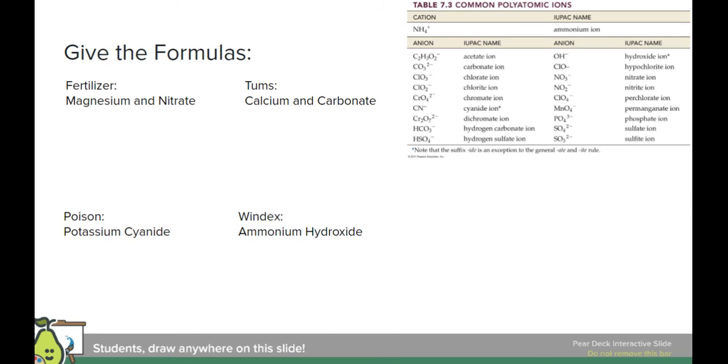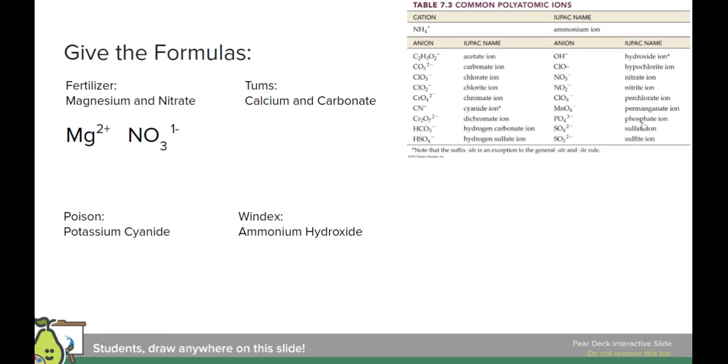So let's take a look at how we do that. I've given you 4. I'm going to do the first one, magnesium nitrate, which is one of the components of fertilizer. I can look up magnesium and know that that's going to be a +2. And I can look over here at nitrate. So this is nitrate. Be careful that you don't use nitrite. Okay, so these are 2 different ions. Nitrate is NO3, nitrite is NO2.